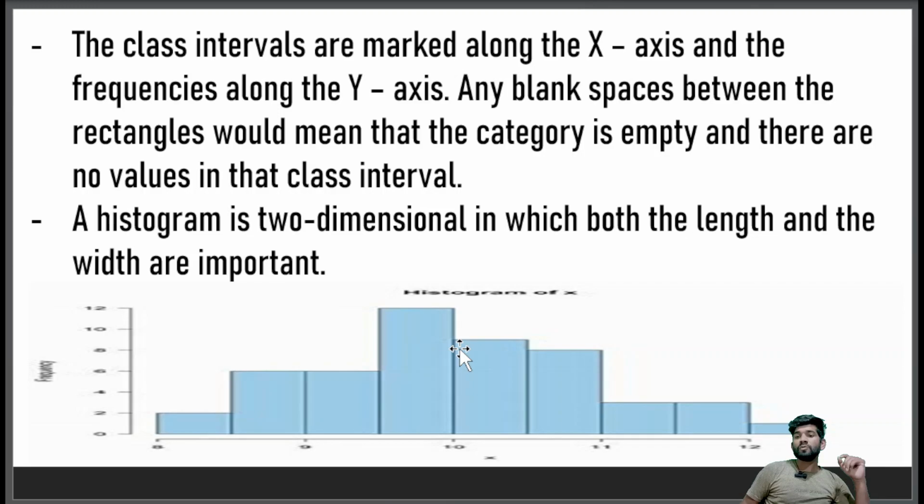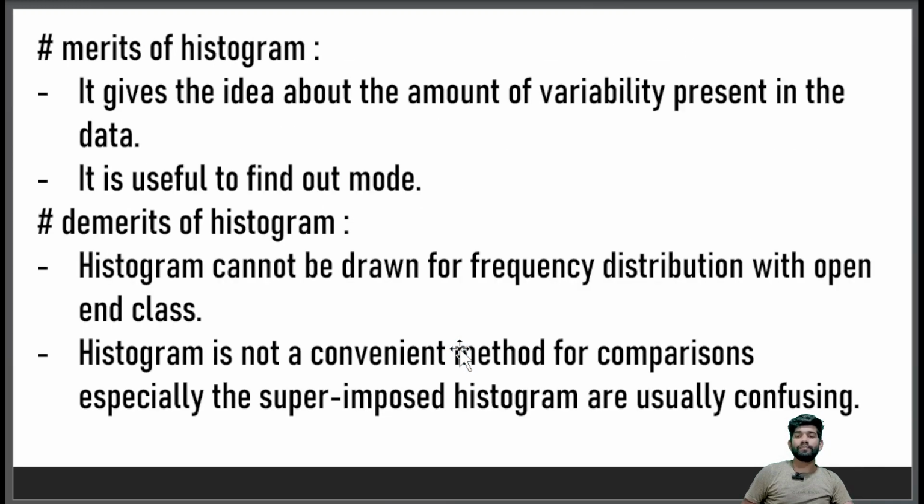A histogram is two-dimensional, in which both the length and the width are important. Merits of histogram: it gives an idea about the amount of variability present in the data. Then demerits of histogram: a histogram cannot be drawn for a frequency distribution with an open-end class. Histogram is not a convenient method for comparisons, especially as superimposed histograms are usually confusing.